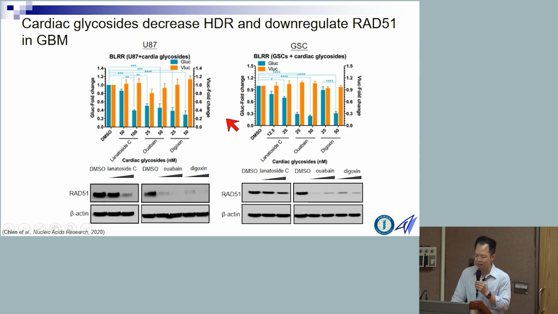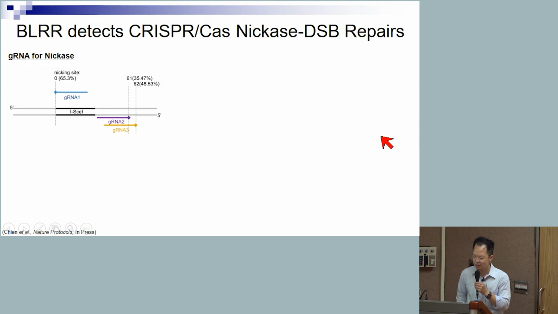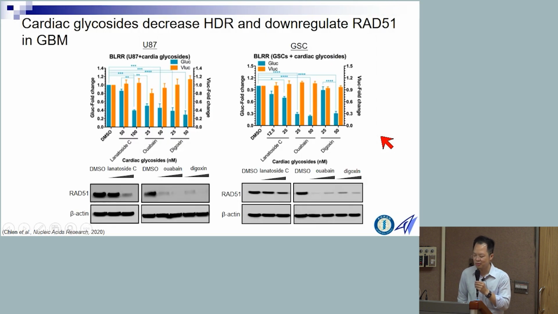Not only that, we did Western blot analysis to show that RAD51, which is one of the major players involved in HDR, is also reduced when treated with this glycoside. These are the U87 glioma line, and this is the glioma stem cell-like cell line that we did. It goes to show that by using this system, we can potentially map the new molecular pathway of the anti-cancer compound. So we're pretty happy with this.